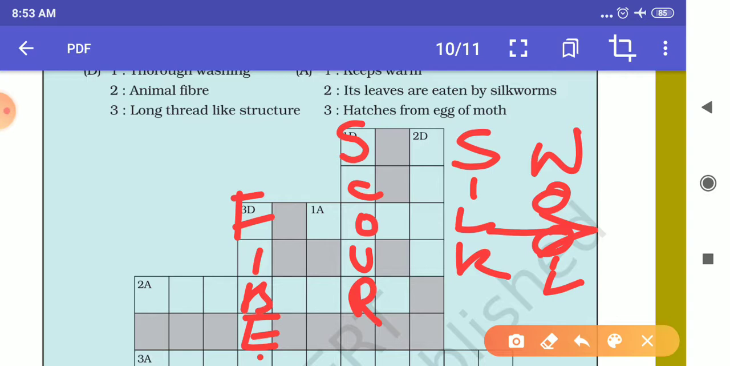Now the first in the across is keeps warm. What keeps us warm? It's wool that keeps us warm. Then here we can go for WOOL. Now see here, wool and silk. The silk suits most here, therefore we have to go for silk. SILK, silk.